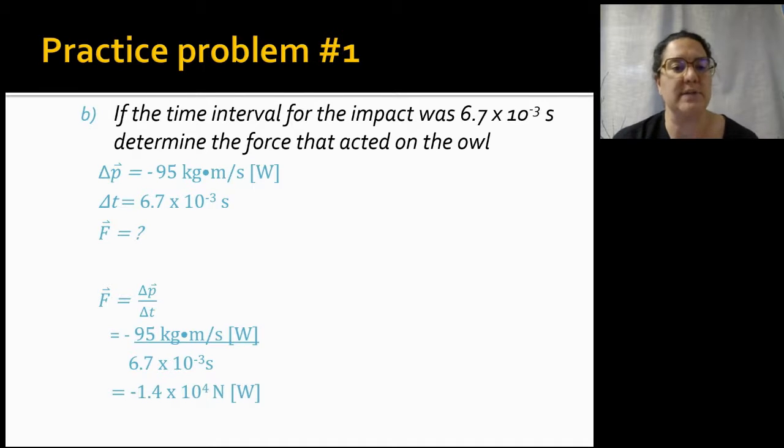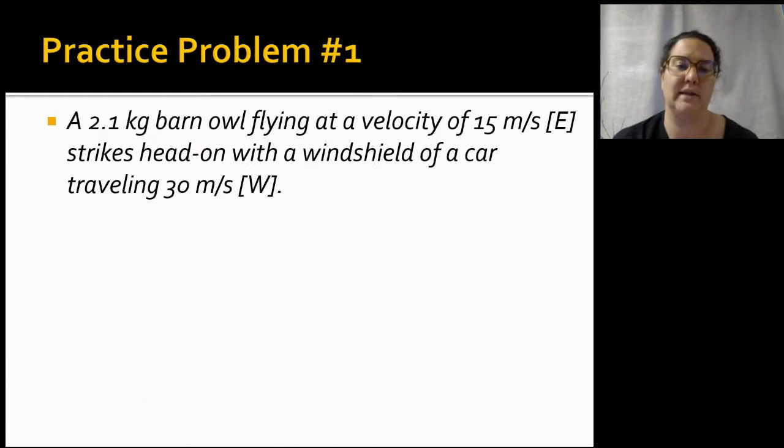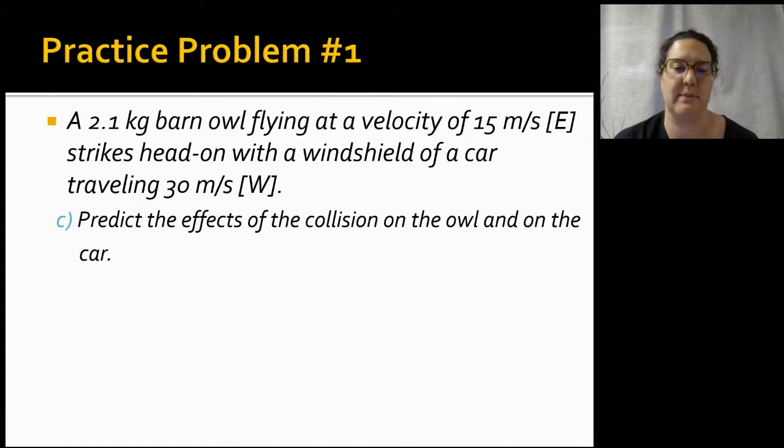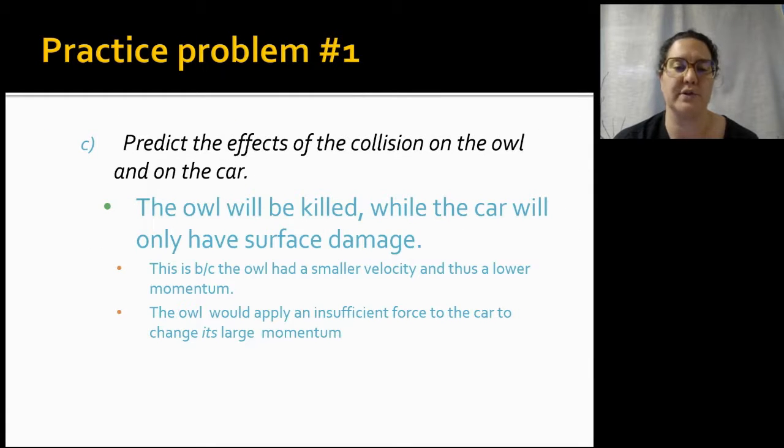So lastly, we're going to predict the effects of the collision on the owl and the car. Now, as you can assume, the owl will most likely be killed, while the car will only have surface damage. This is because not only did the owl have a smaller velocity and a lower momentum, the owl also had a lower mass contributing to its lower momentum, so it's going to apply an insufficient force to the car to change the car's momentum.